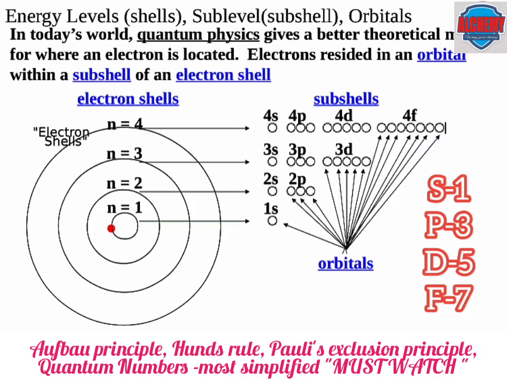We already learned that the s subshell has only one orbital, p has 3, d has 5, and f subshell has 7 orbitals. Each orbital can accommodate a maximum of 2 electrons. So s can accommodate 2, p 6, d 10, and f can accommodate 14 electrons. The electrons first enter the 1s orbital, followed by 2s, 2p, 3s, 3p, 3d, etc.